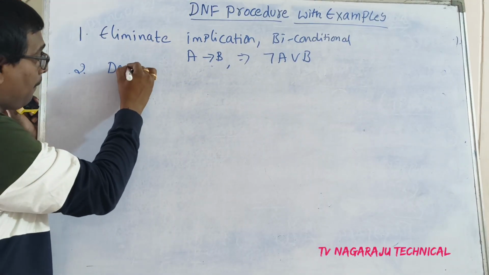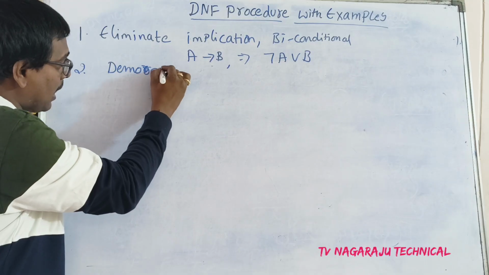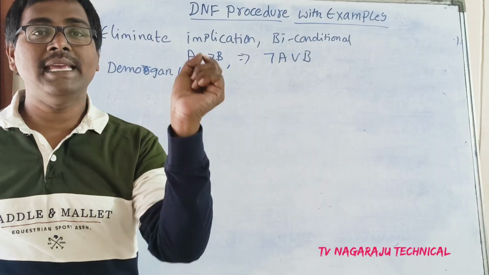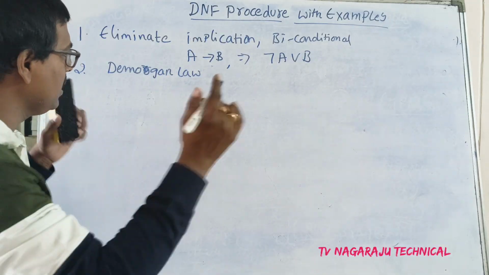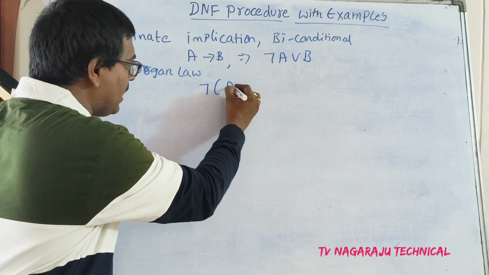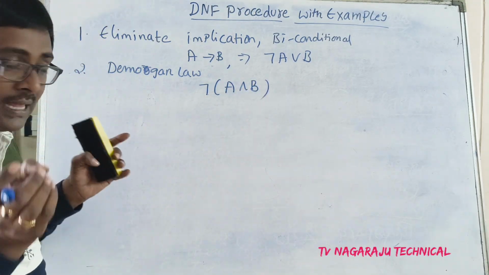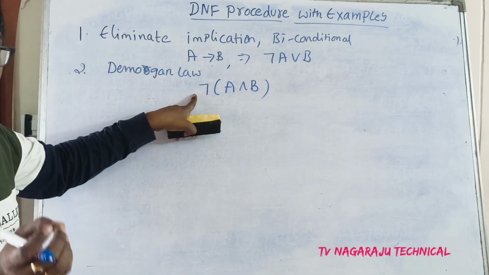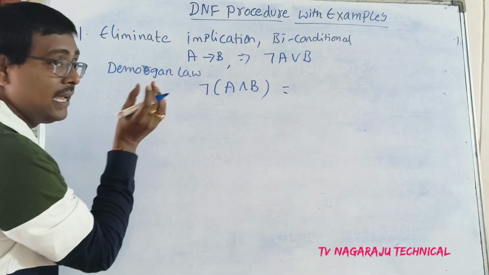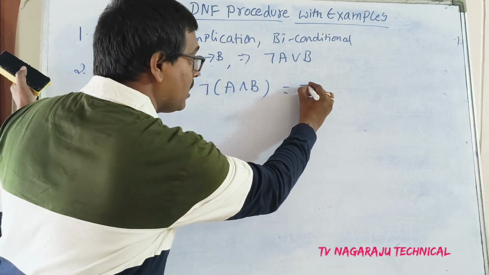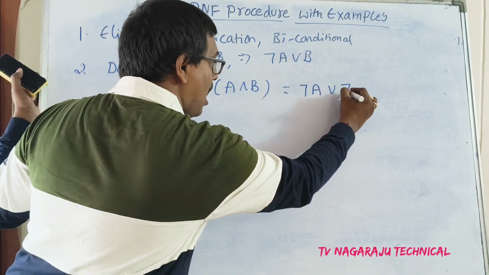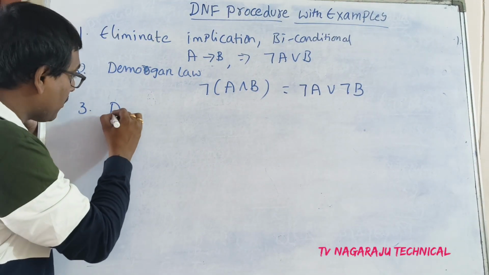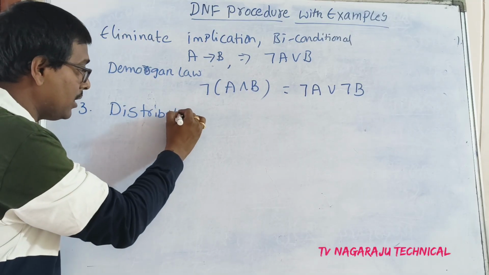After that, apply De Morgan's law to move the negation inside the expression. What does that mean? Suppose you have the form negation of A and B. In that, the negation is outside of the expression. You need to apply De Morgan's law such that the negation moves inside the expression. That is negation A or negation B. So, perform like this.